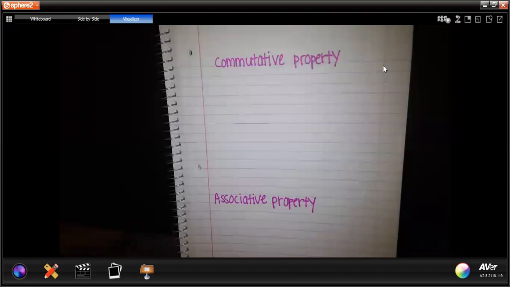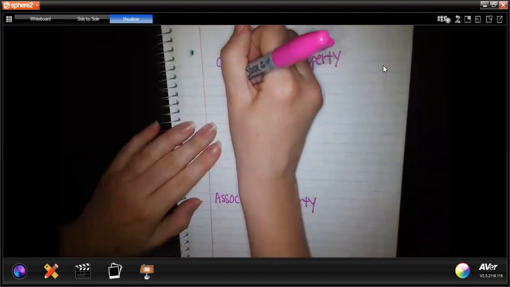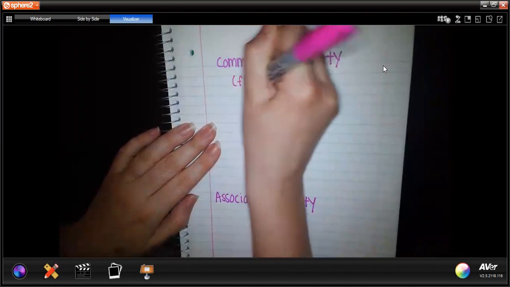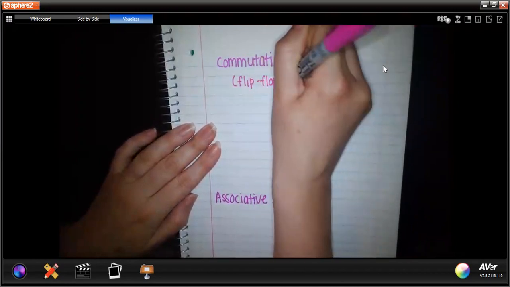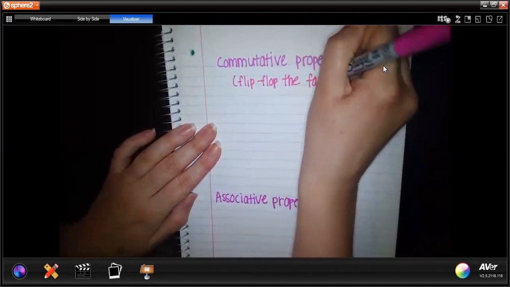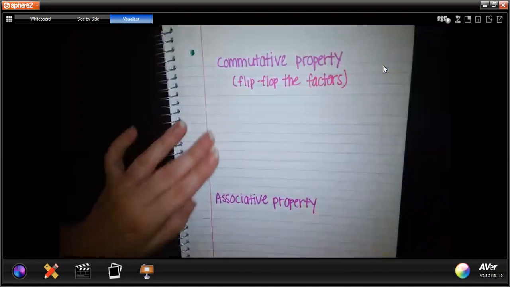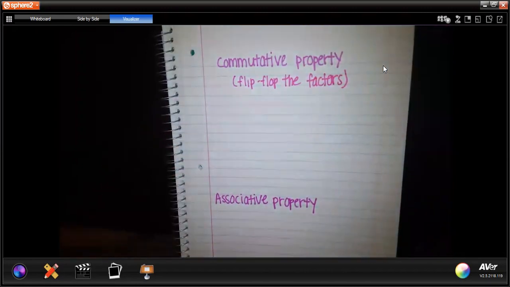So the first one we're going to go over is the commutative property. What that means is whichever order the factors are in, it is not going to change your answer. So in short, all you need to do is flip-flop the factors. Let's see a few examples of what we mean by flip-flop the factors.